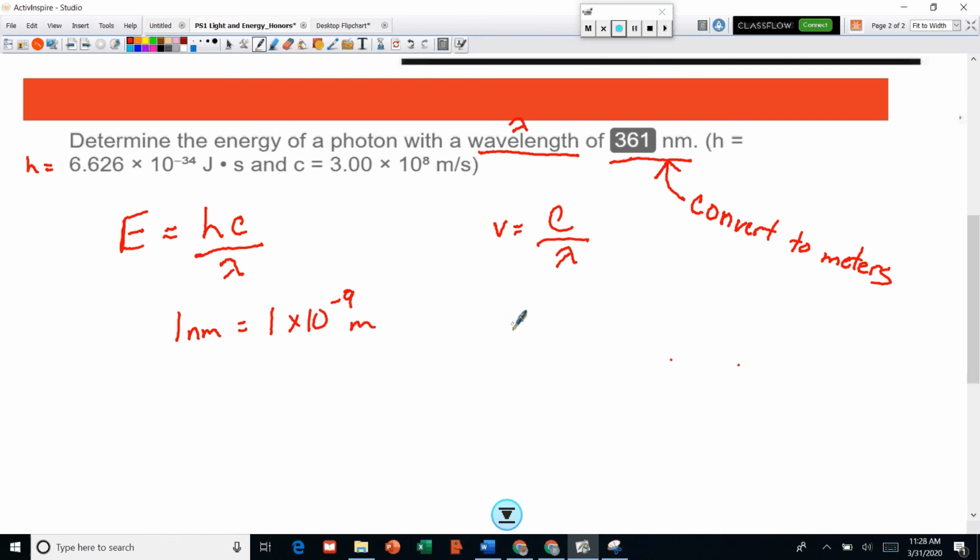So if we want to convert first, we can go 361 nanometers times 1 times 10 to the negative 9 meters over nanometers. That gets rid of nanometers and will give us meters.